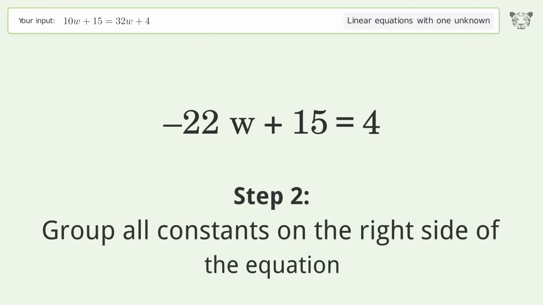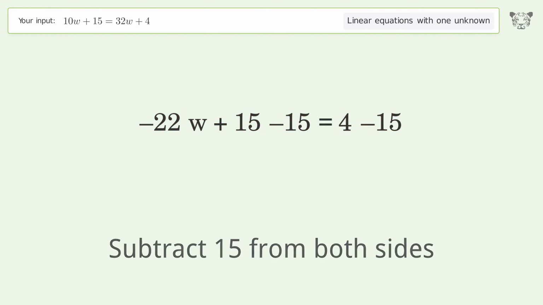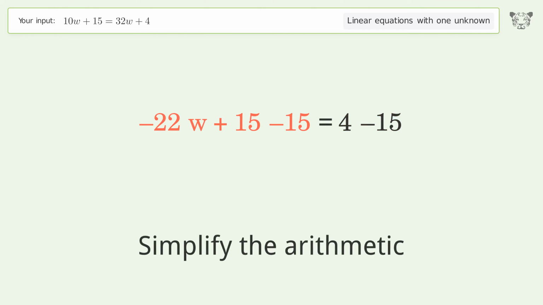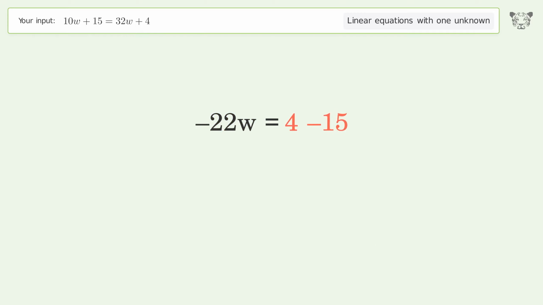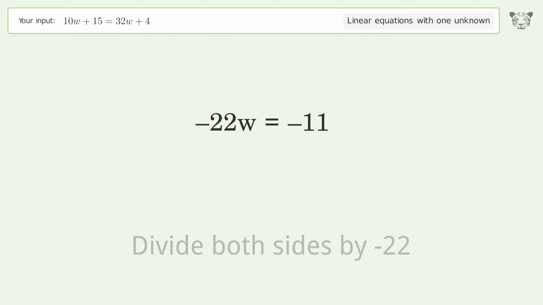Group all constants on the right side of the equation. Subtract 15 from both sides. Simplify the arithmetic. Isolate the w. Divide both sides by -22.